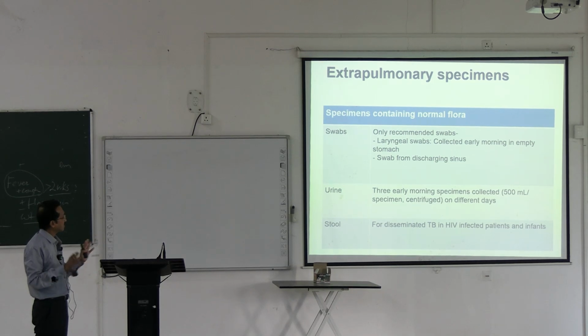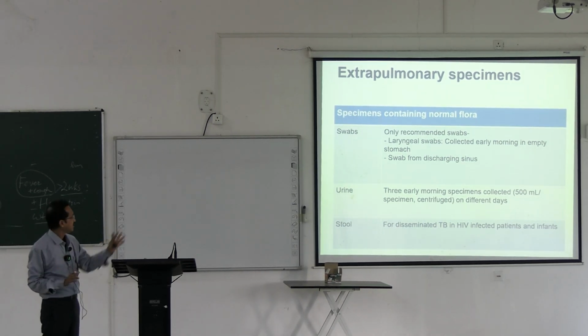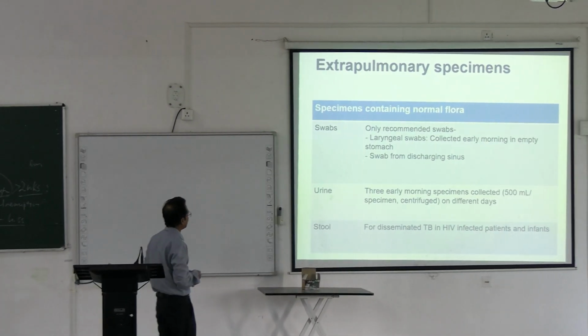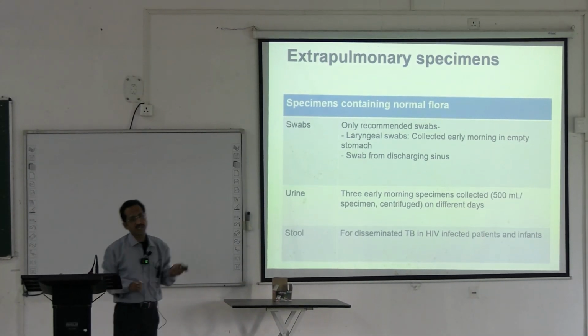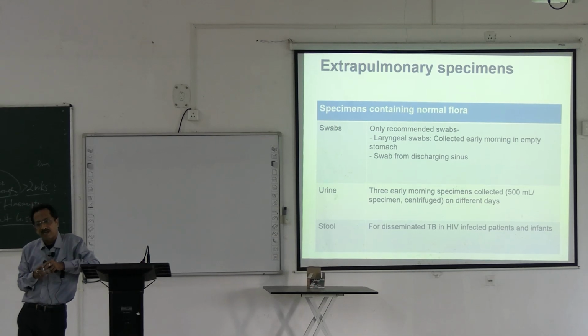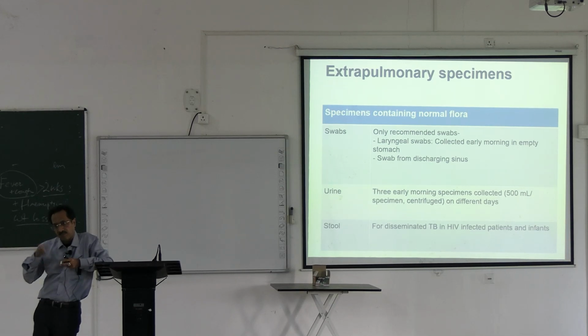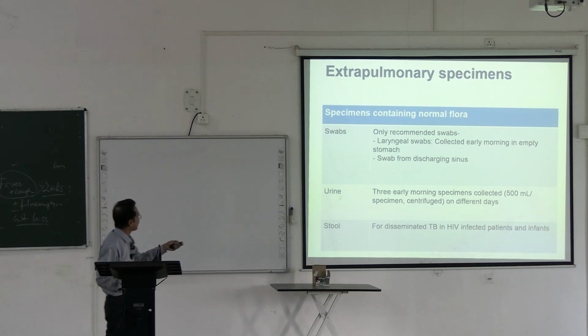Swabs. Is a swab a good sample? A swab is not at all a good sample for tuberculosis. They can only be recommended when it is laryngeal tuberculosis, a laryngeal swab collected early morning on an empty stomach, and a swab from a discharging sinus. A discharging sinus can be produced by scrofuloderma or a tuberculous lymphadenitis. If you do some incision biopsy, that may produce a sinus. So that is where we can get a swab.